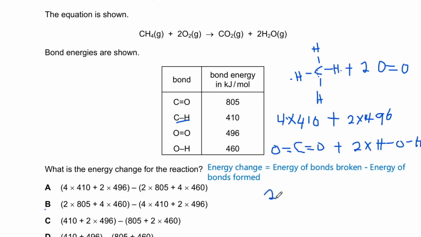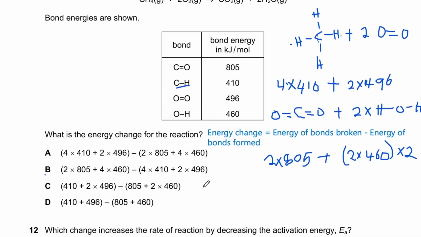It's going to be 2 multiplied by 805. Then we have here oxygen, hydrogen 1, oxygen, hydrogen 2. So that means you have 2 of this, which is 2 multiplied by 460. But then we have this 2, which multiplies everything. So we'll put that in bracket. So this is our reactant as energy of bond broken, and this is our product energy of bond formed. So let's look at our option, which one aligns to what we have written here. So obviously it's A. So A is correct answer.